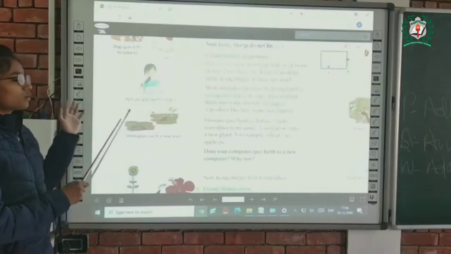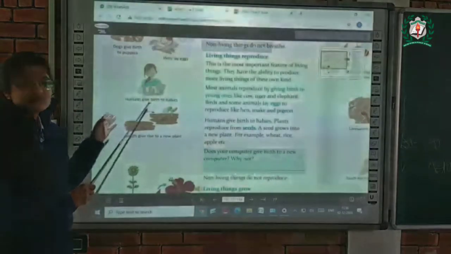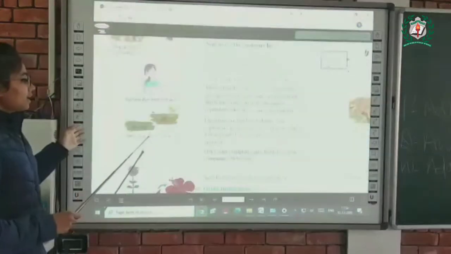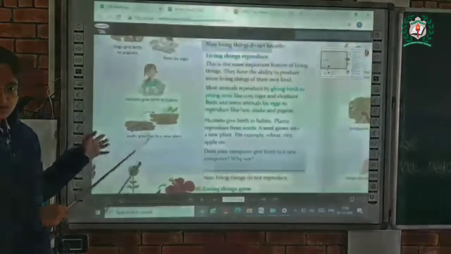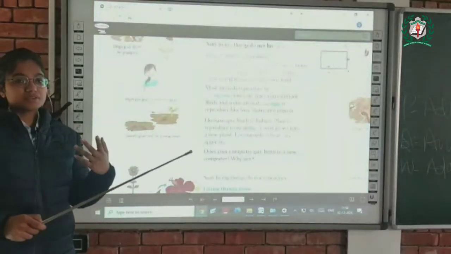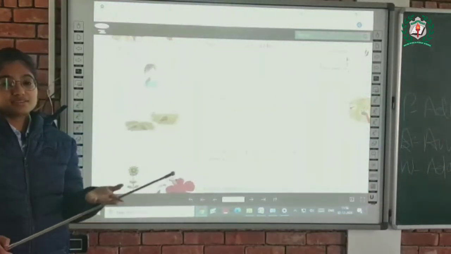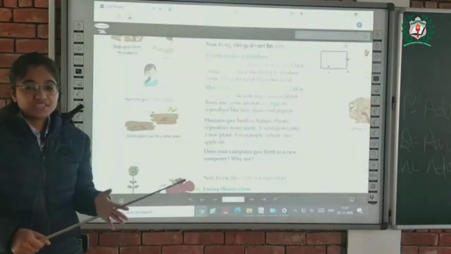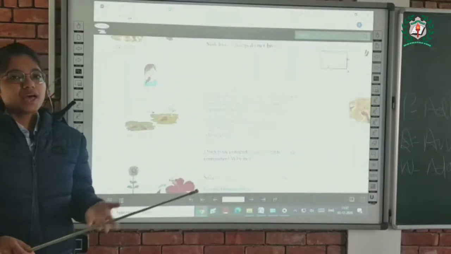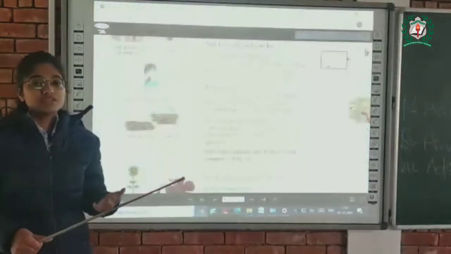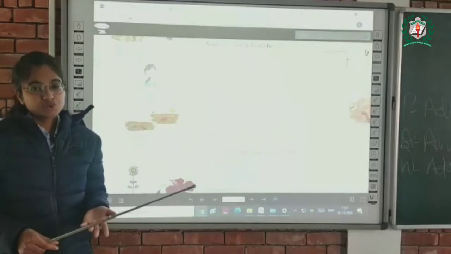Human beings are also living beings, so human beings also give birth to a newborn baby. And we have studied that plants are also living beings. The seed gives rise to a new plant. The plant of the seed also gives rise to a new plant. For example, wheat, rice, mango, apple. So these are the characteristics of living things which reproduce.